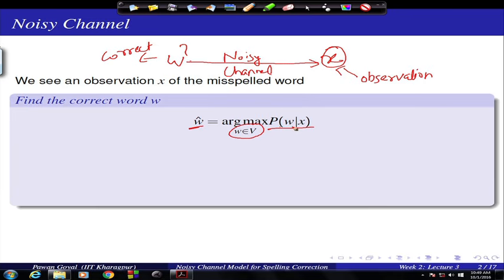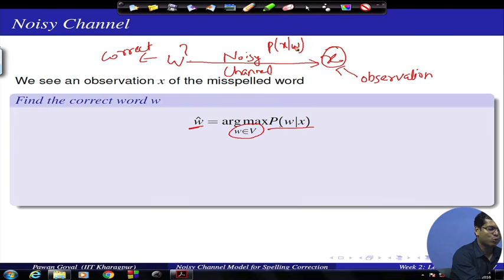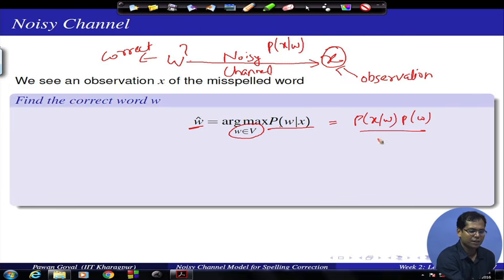Yes, so what is a particular theorem in probability that you can use for this? So remember Bayes' theorem. So I want to find out the probability of W given X, but I only can find out from my channel the probability of X given W. So how do I write P(W|X) in these terms? So I say this will be P(X|W) P(W) divided by P(X). Yes, so I can replace it by the argmax of this.